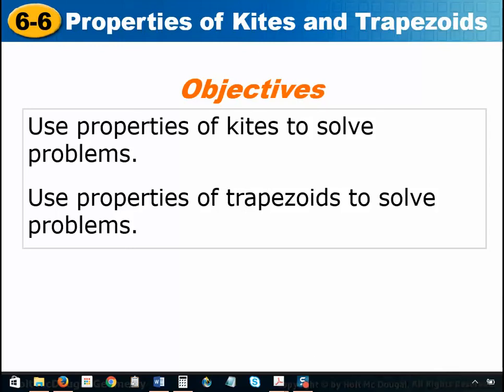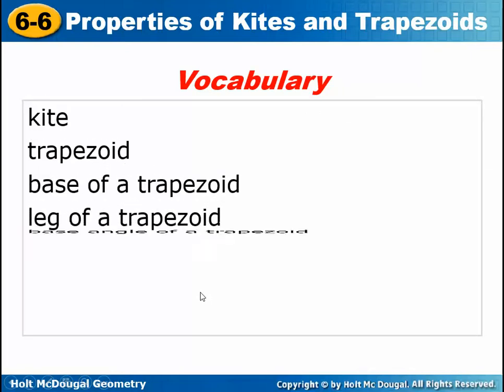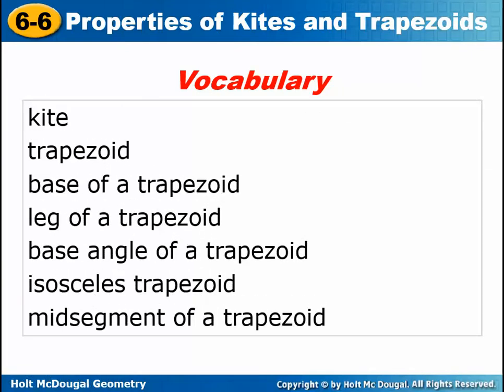Hello, this is Ms. DB, and we are on the last section of Chapter 6 on properties of kites and trapezoids. These are going to be quadrilaterals, but not parallelograms. We're moving away from the parallelograms, and we're going to talk about kites and trapezoids and use those properties to solve problems. So remember that these are not parallelograms, so the things that are true about all the last 4 sections we've done are not going to be true.